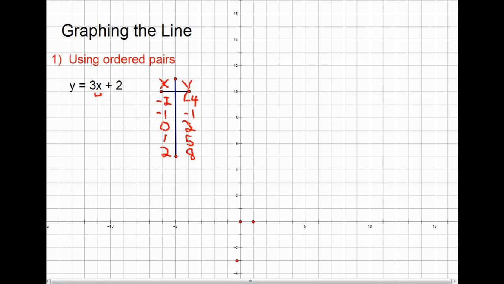So now if I go ahead and plot those points on my graph, we'll start at -2, -4. So where x is -2 and y is -4 is the point right there. Where x is -1 and y is -1 is there. 0, 2, so that's our y-intercept on our y-axis there. 1, 5. And finally, the last one that I solved here was 2, 8. But of course, we could keep going forever.